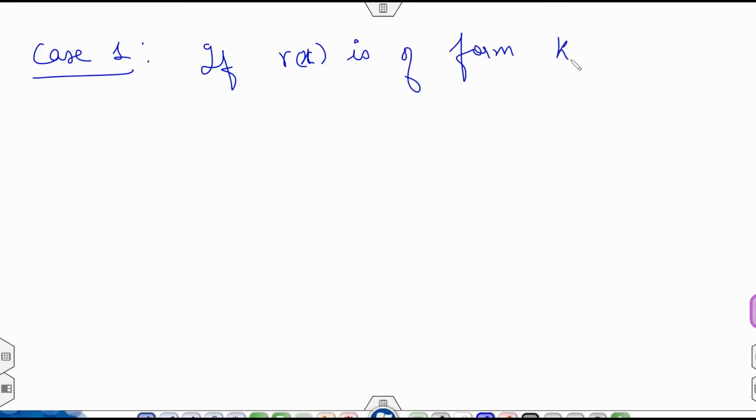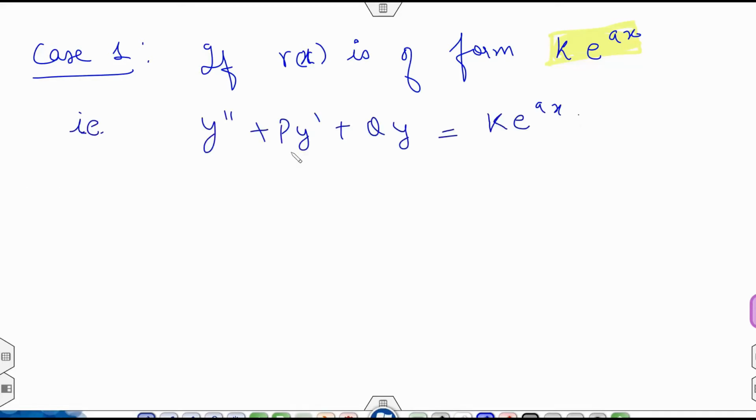The first case, case 1, is if r x is of the form k e to the power a x. We are going to discuss this form first and then we will discuss other forms also. If you have this form, then your differential equation 1 becomes this. In this case you will start by making a trial solution, that is A e to the power a x. Whenever you get a differential equation where r x is of this form, you have to make the trial solution like this, with A being any constant.